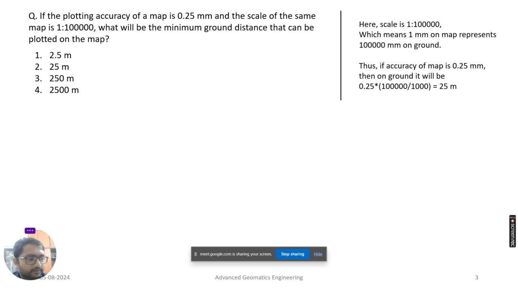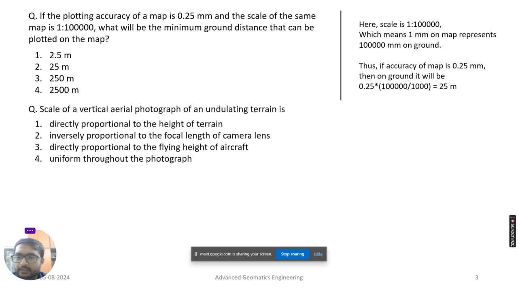Okay, now we will move towards the second one. When we talk about scale, the scale of a vertical aerial photograph of an undulating terrain is proportional to which variable? Can anyone answer this? Sir, inversely proportional to the focal length of the camera lens. Okay, inversely proportional to the focal length of the camera lens. Okay, we'll look into it.